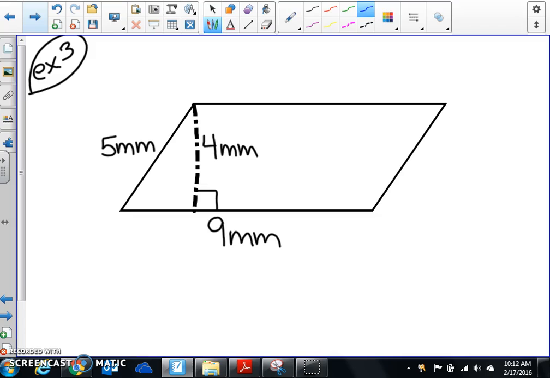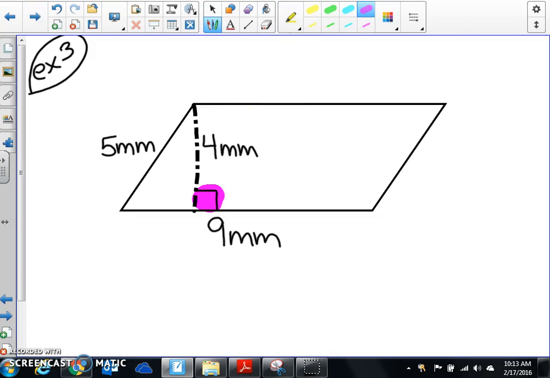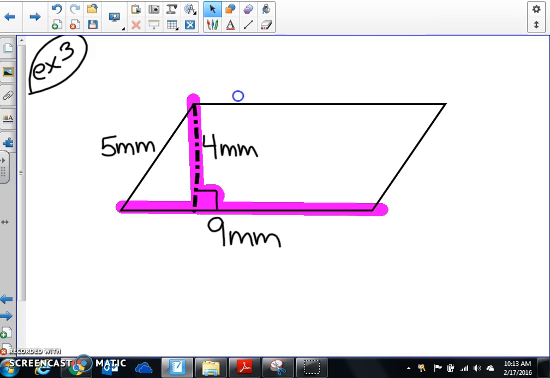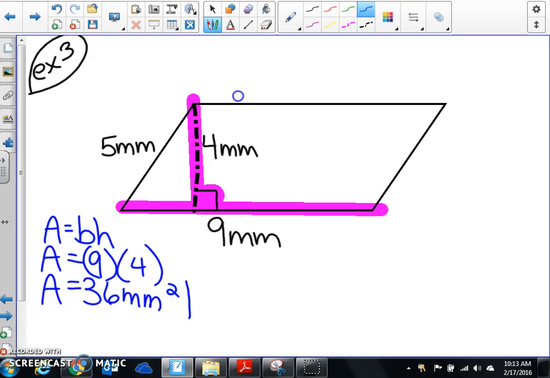Here is a good old parallelogram. So I find my right angle. Boom. Which means this is going to be my height. That is my base. So area for a parallelogram is base times height. So area equals my base is 9. My height is 4. 9 times 4 is 36 millimeters squared.